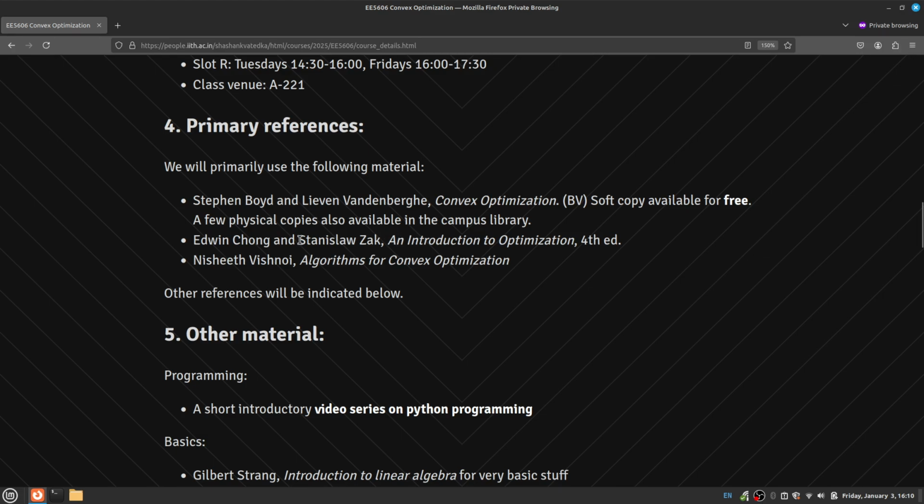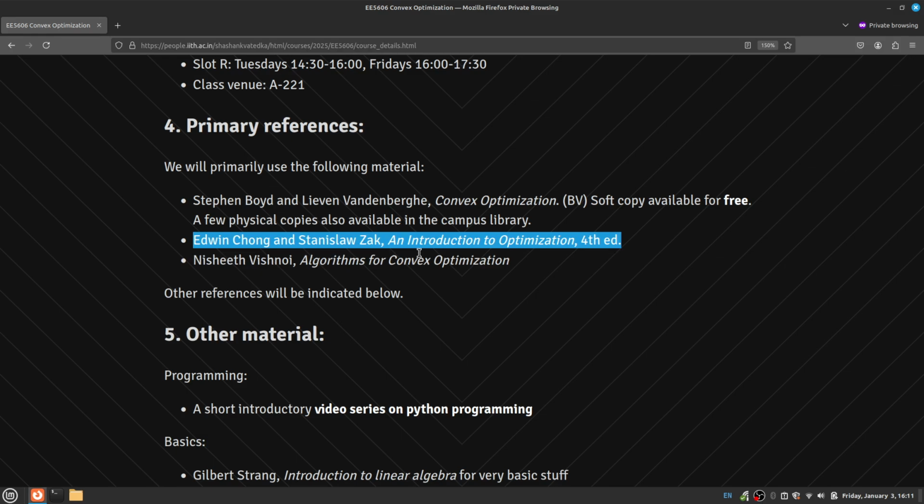I'll add some more references, but just to begin with, this reference is particularly nice. It's by Chong and Zak, and it's called An Introduction to Optimization. I think a few copies of this book are also available in the library.